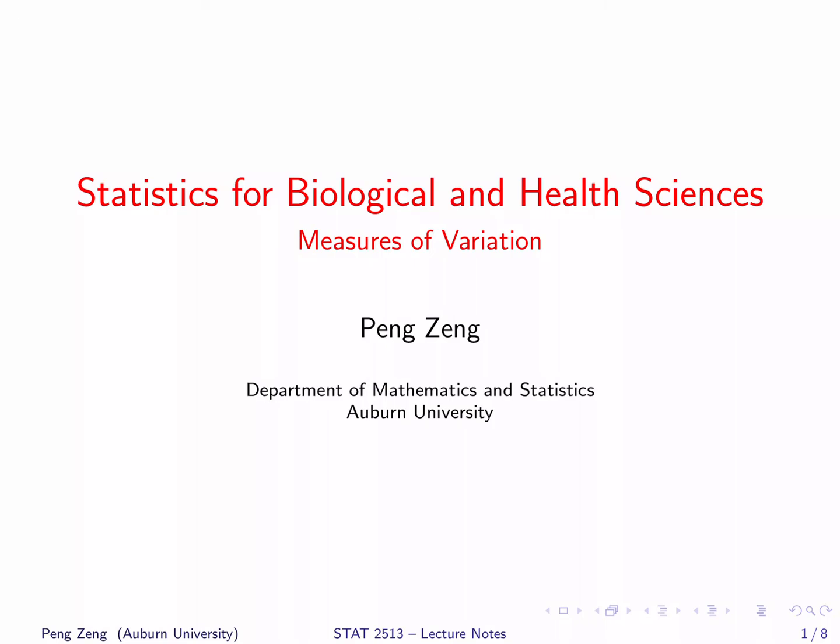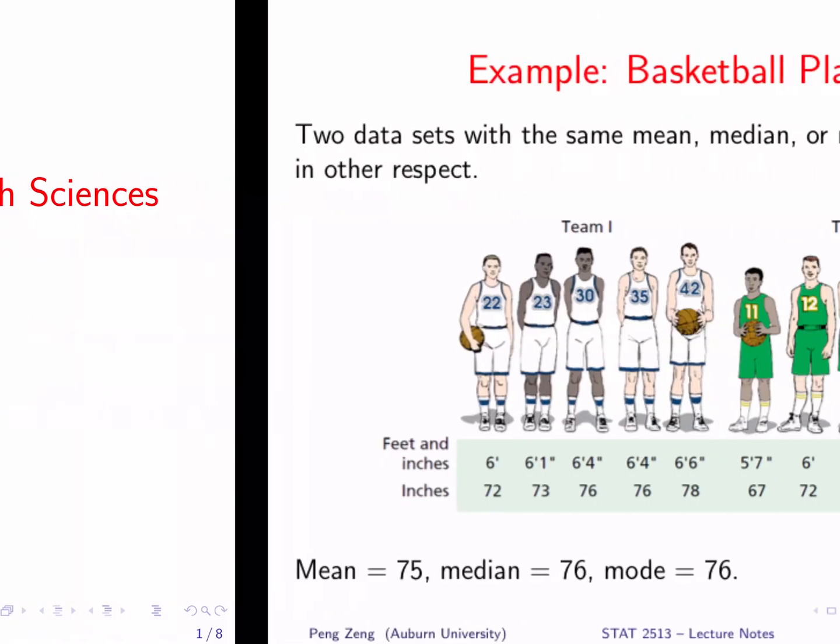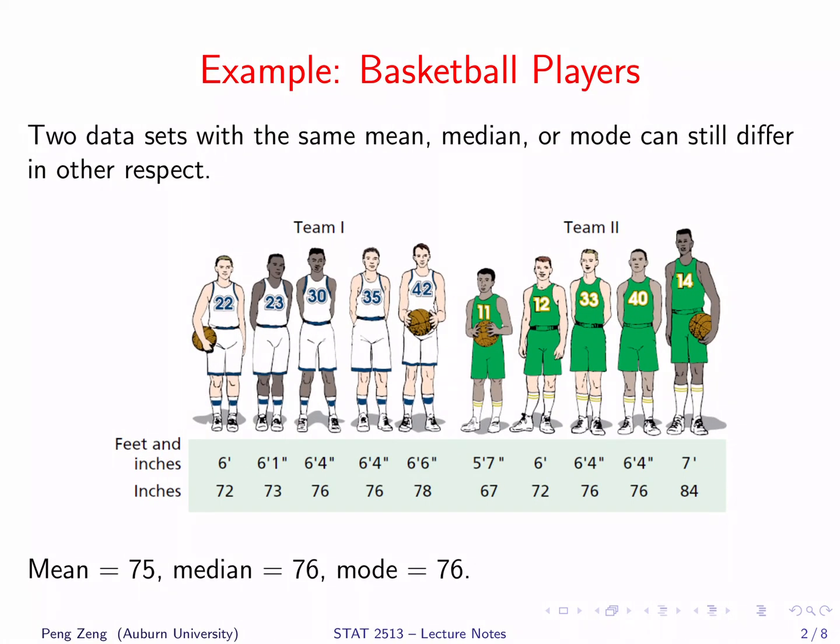In this class, we will discuss measures of variation. The center of a dataset can be measured by mean, median, or mode. However, measures of center do not capture all features in a dataset. Two datasets with the same mean, median, or mode can still be quite different.